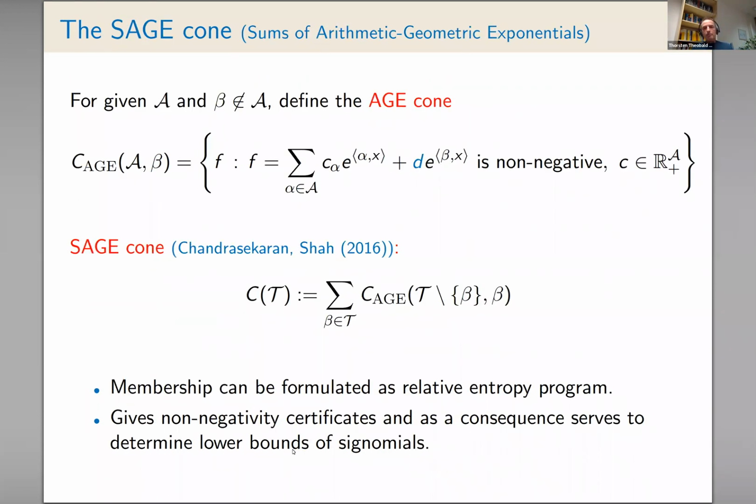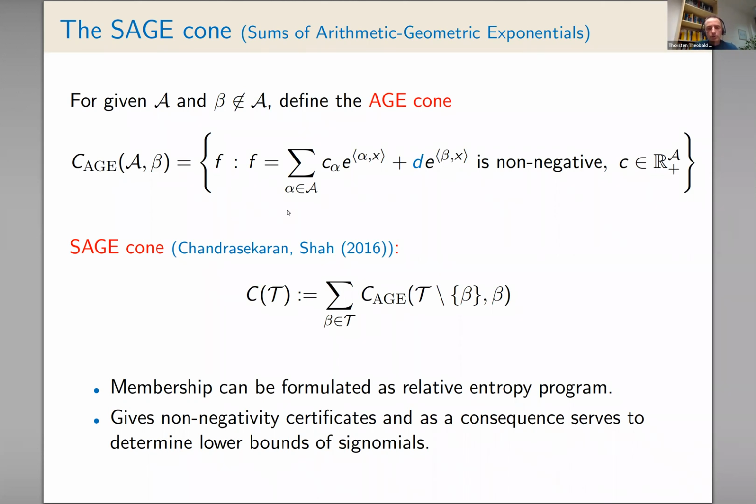Okay, now based on this kind of elementary idea, we have a class of signomials for which we can easily certify the non-negativity. And if we fix a negative term and look at all these signomials arising in this way, we call this the H cone, H for arithmetic-geometric exponentials. And they are by construction all non-negative, these signomials.